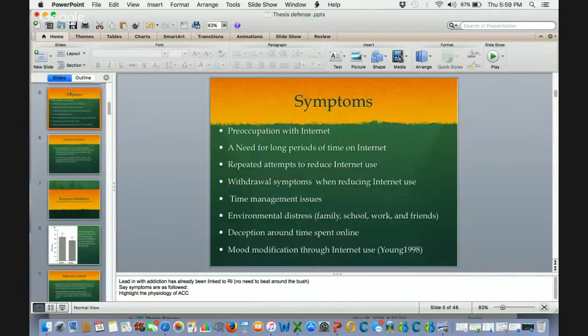The symptoms are preoccupation with the internet, a need for long periods of time on the internet, repeated attempts to reduce internet use, withdrawal symptoms when not using the internet, time management issues, environmental distress from family, work, friends, or school, deception around time spent online, and mood modification through the internet.